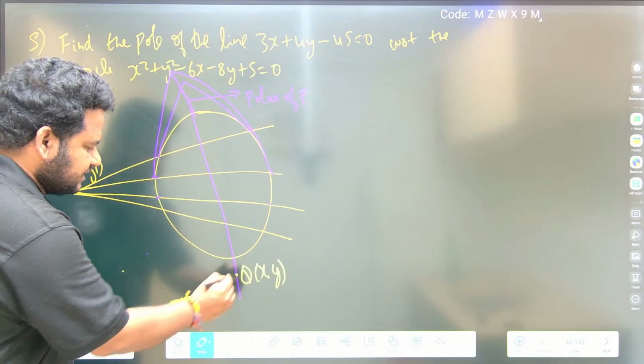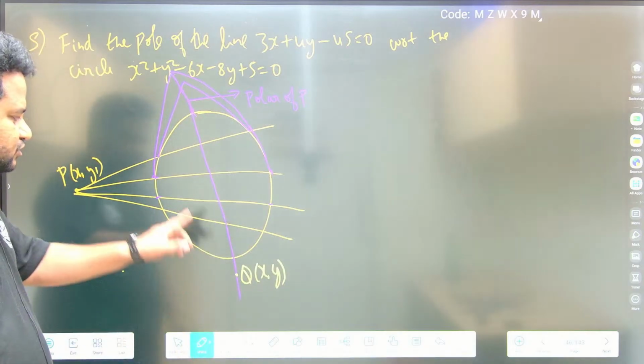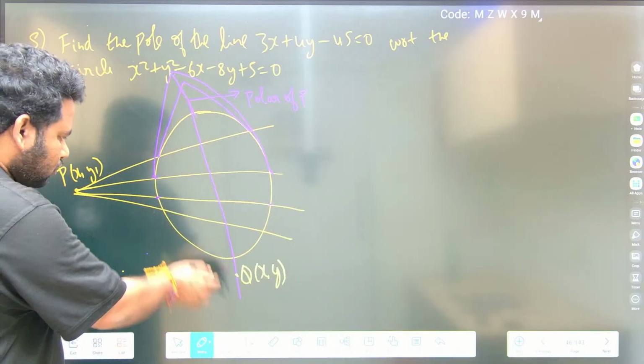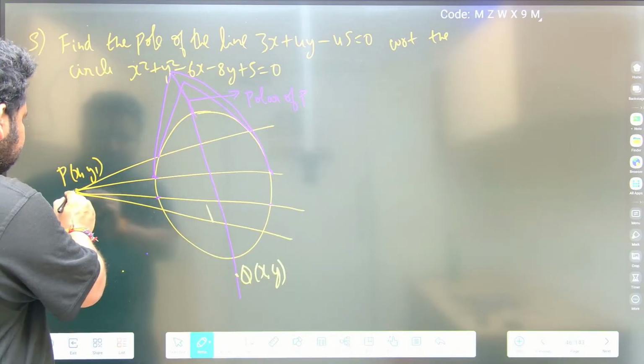Then suppose I say that this is also a pole. If I say so, then you will draw lines like this which will intersect, and this point is P.